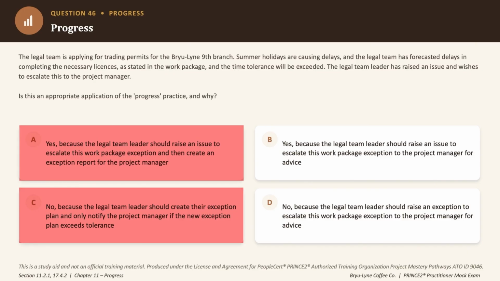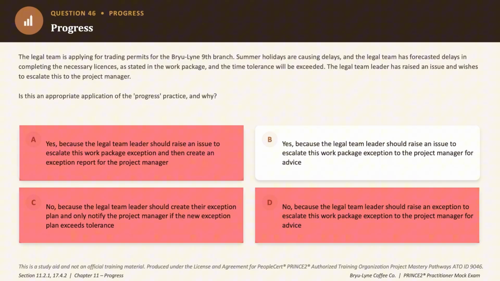Please note that the terminology between raising an exception, which is ideally done by a project manager, versus raising an issue, which could be done by the team manager as well, matters here a lot. Okay, so the terminology matters here. So option D is incorrect.